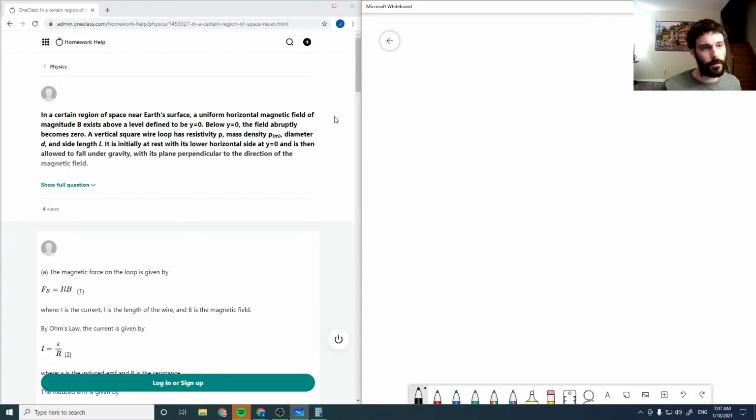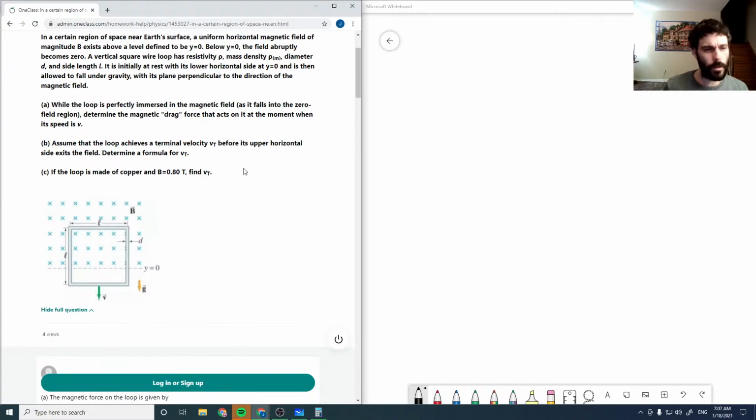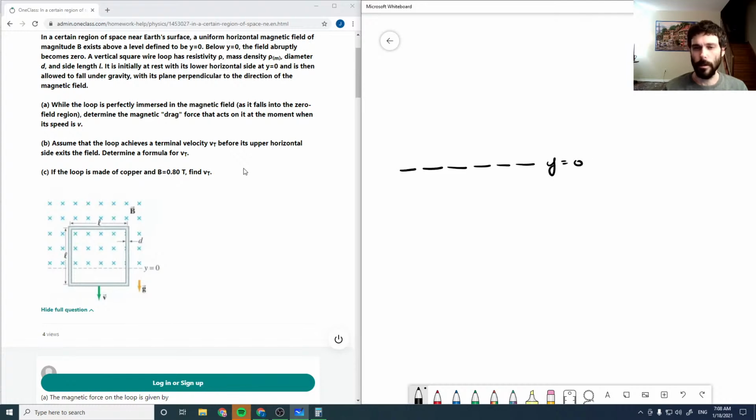So we have a region of space. So for this question, we have a region of space near the Earth's surface, below which we have no B fields, so we've got some y equals 0, and above that we have a B field going into the page, and we've got a wire loop which we are dropping.